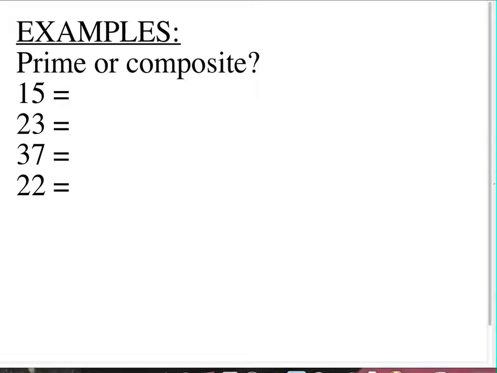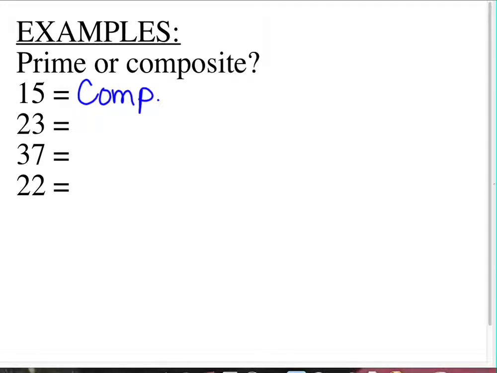Let's go back to the first topic we discussed. Is it prime or composite? Well, you have a list, so that should help. Or you can always just think to yourself, how many factors does this number have? So think about 15. Is it a prime number or is it a composite number? What can divide into 15? Well, there's 1 and 15 and 3 and 5. So this is a composite number.